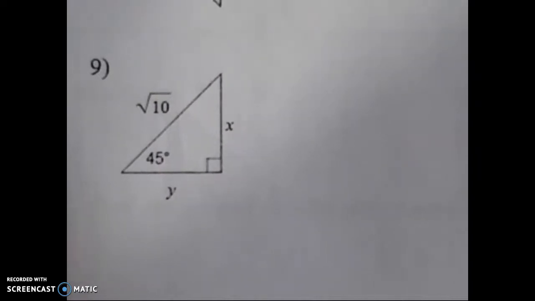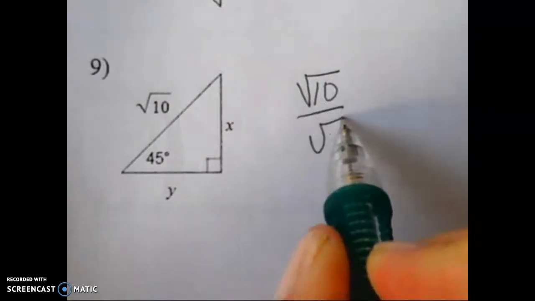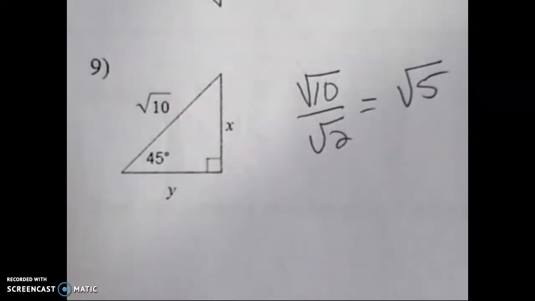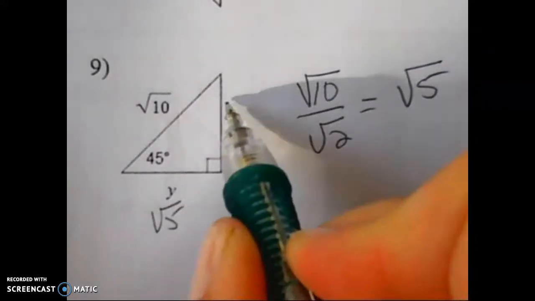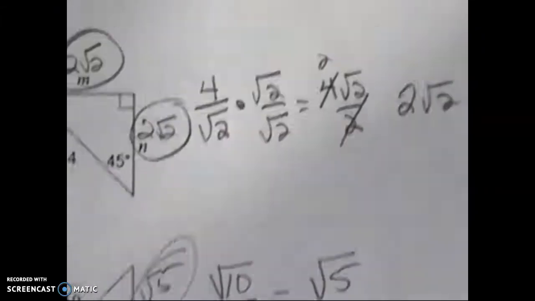Okay, number 9. To go from the hypotenuse to the leg, you divide by root 2. Ooh, look at this one. Easy peasy. You don't have to rationalize this denominator. Okay, you got good at that.